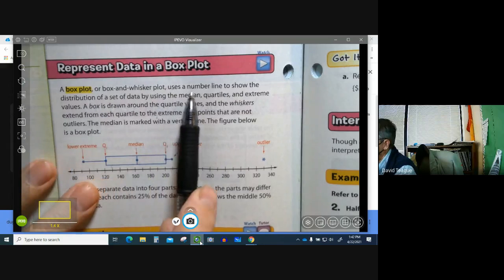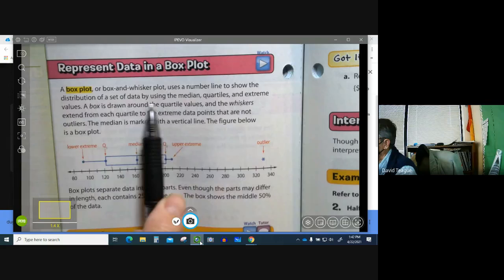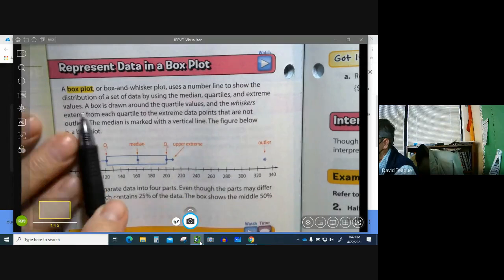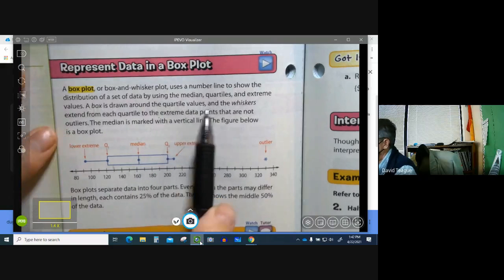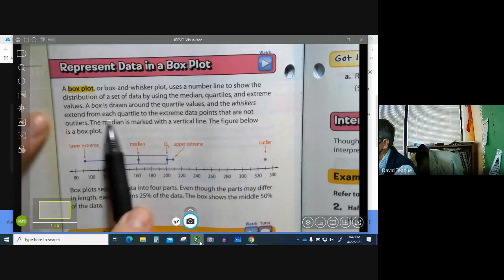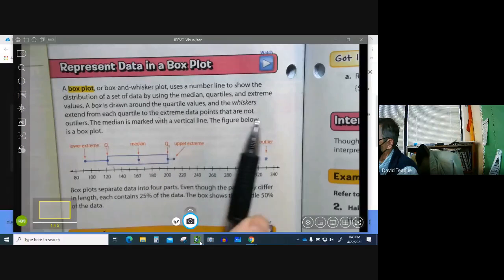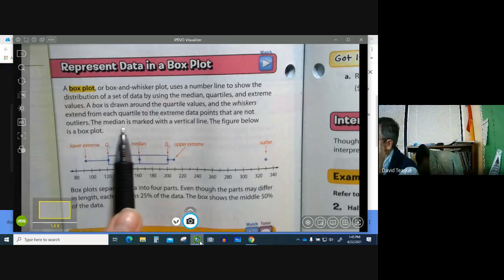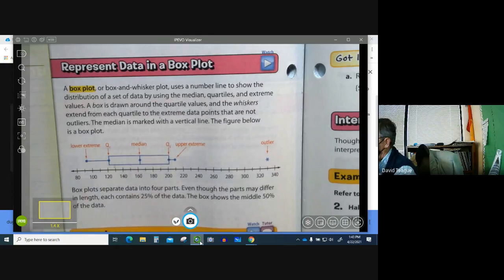Use a number line to show the distribution of a set of data by using the median, the quartiles, and the extreme values. A box is drawn around the quartile values, and the whiskers extend from each quartile to the extreme data points that are not outliers. The median is marked with a vertical line. The figure below is a box plot.